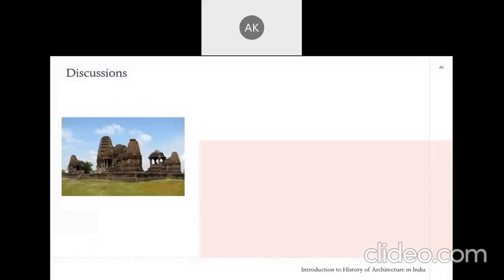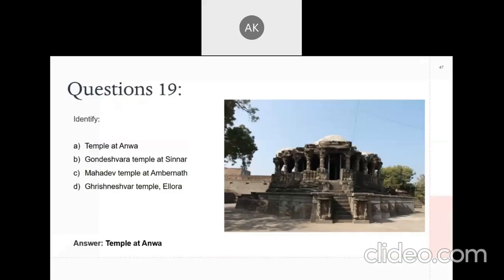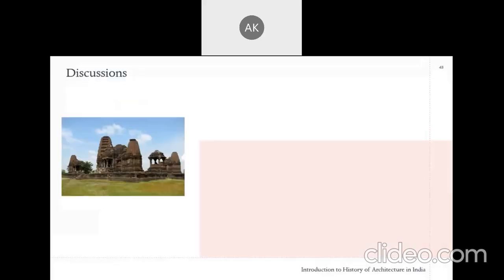So what about this structure? This is from the other three options: Gondeshwar temple, Mahadev temple, and Grineshwar temple of Ellora. The first picture is Gondeshwar temple, Sinnar, which is near a town in Nasik. Yes, it is in Maharashtra.